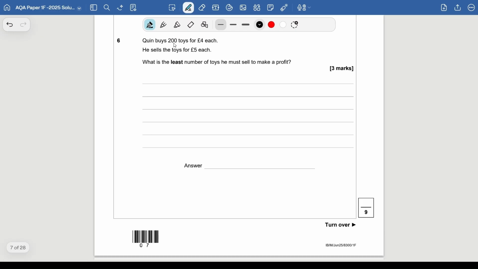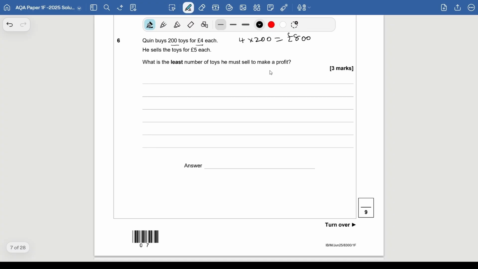Quinn buys 200 toys for £4 each. He sells the toys for £5 each. What is the least number of toys he must sell to make a profit? Okay, so he's buying 200 toys for £4 each. So what's the cost of 200 toys? 4 times 200 is 800, which is the cost of the 200 toys.